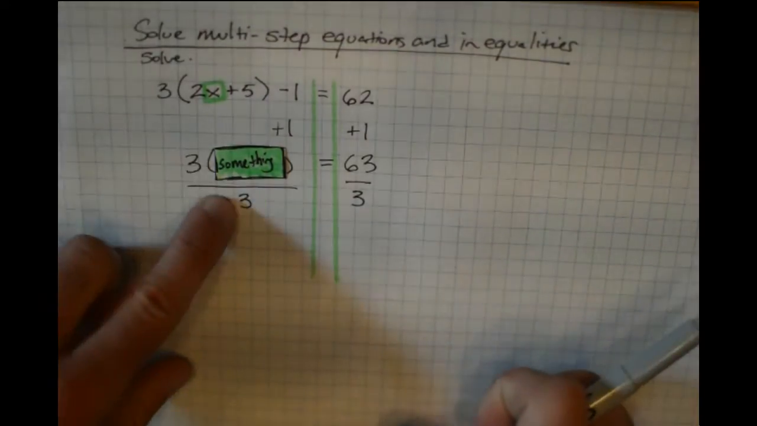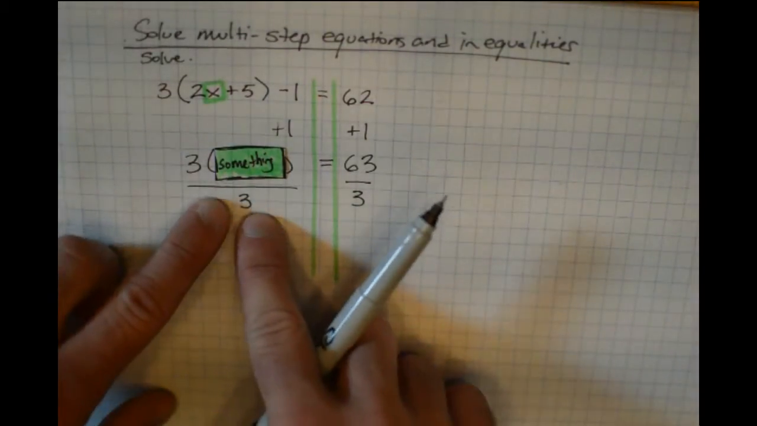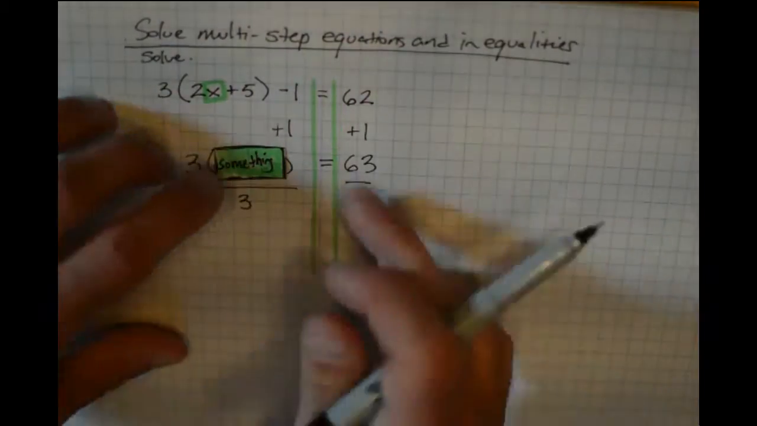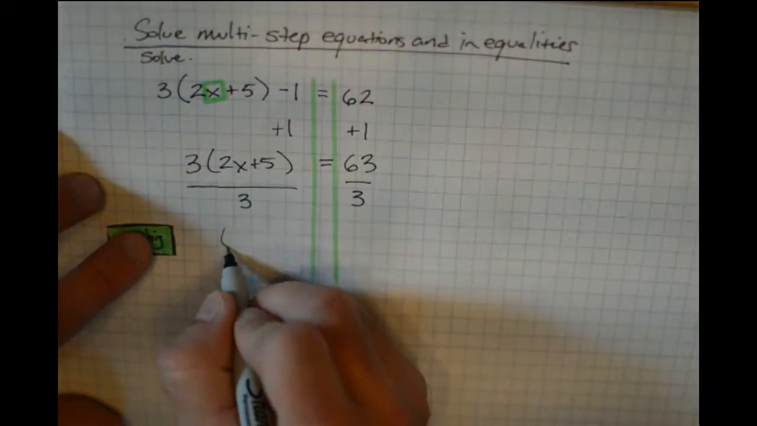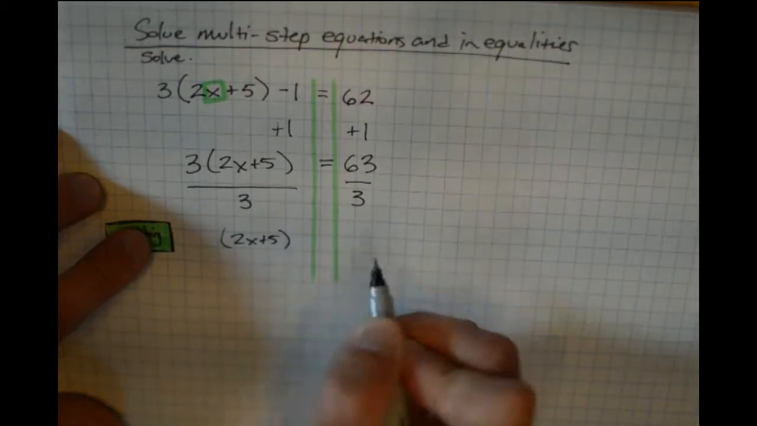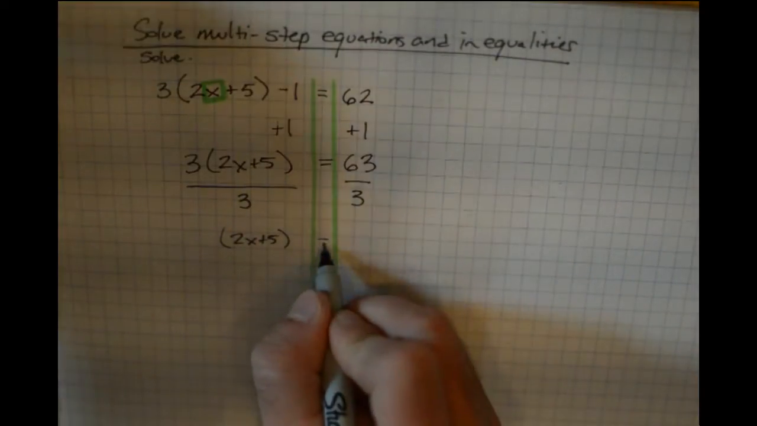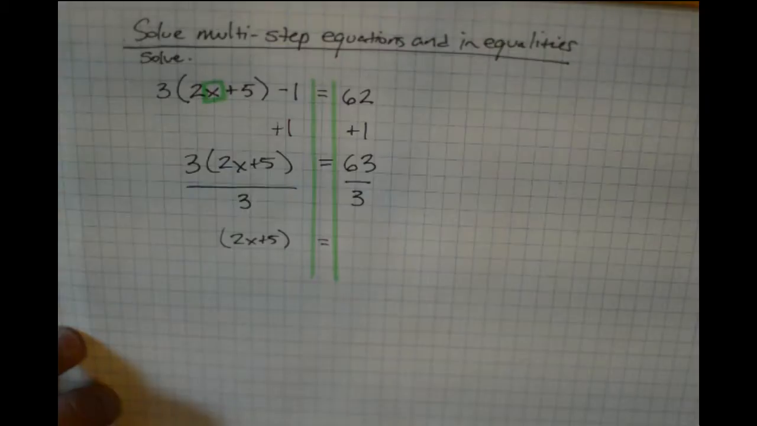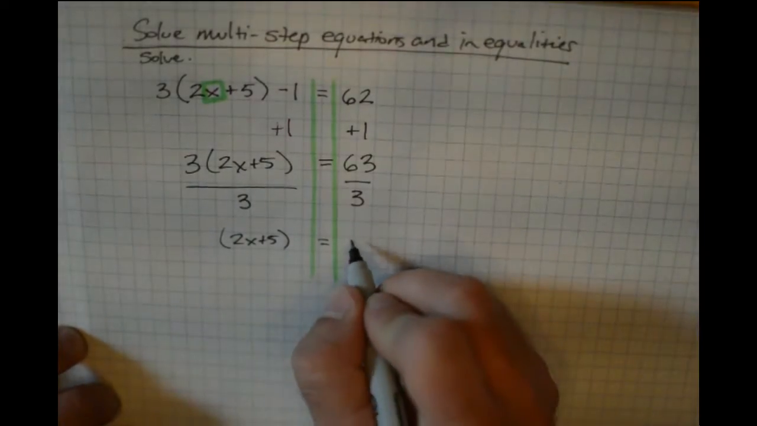So let's see. 3 divided by 3 is 1. So now I only have one of these somethings. I'm going to bring that down. It happens to be 2x plus 5 is that something. And it's equal to, bring down that equal sign, 63 divided by 3. Let's see, what's that? 21?